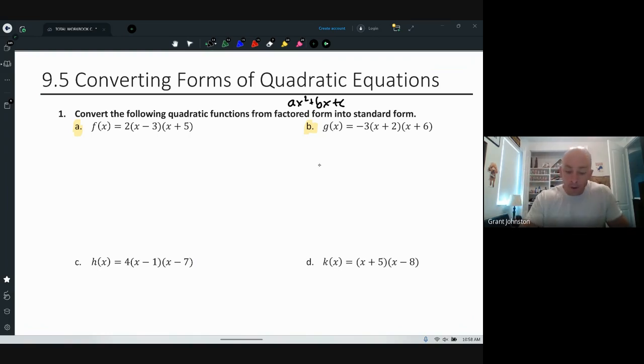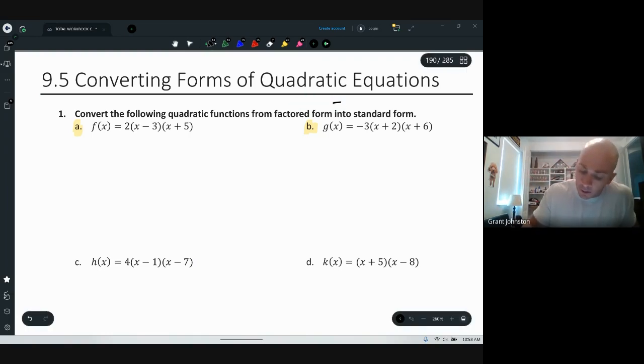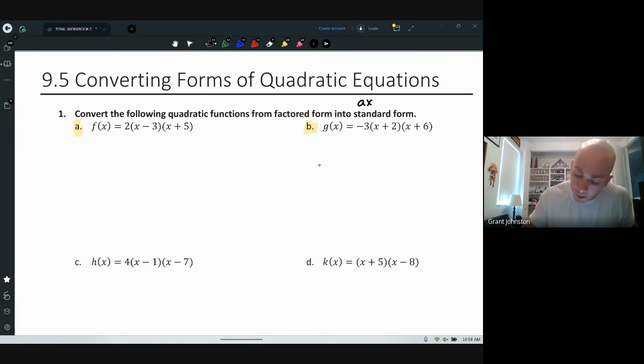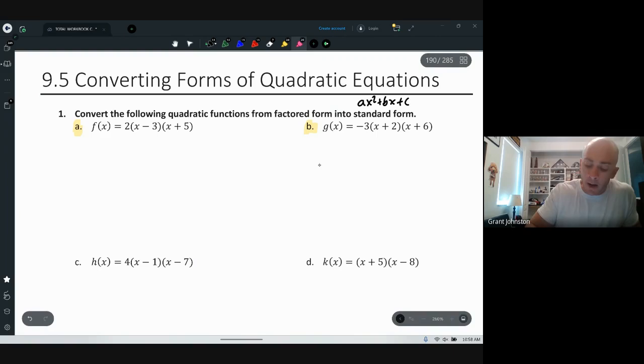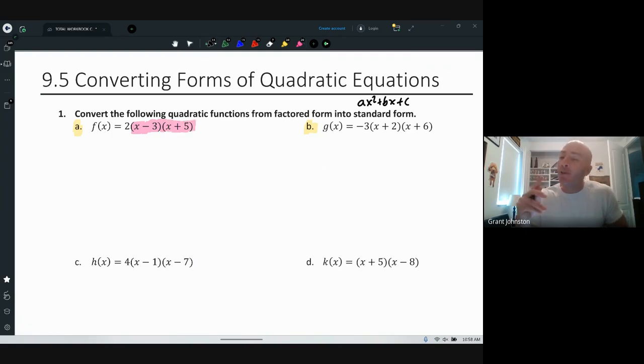So let me rewrite that ax squared plus bx plus c, just so that we know that's the goal. I'm going to write that above the word standard form because that's what we're trying to achieve. So how we're going to do this first, and I guess there's different approaches you can do it, but what I like to do is just distribute that out first, expand that. And then after I expand that, I'll multiply the 2 to it.